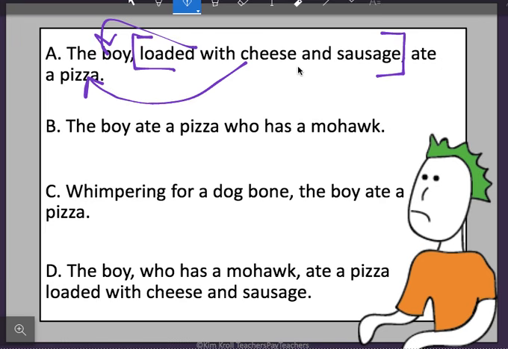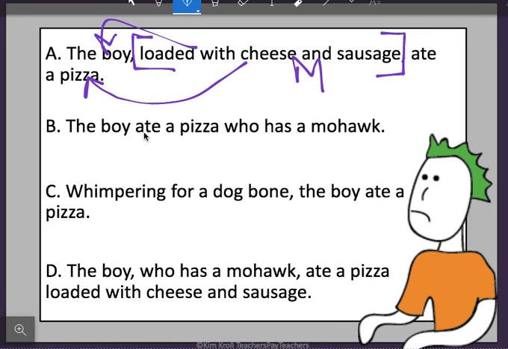So this is misplaced because it makes it sound like the boy is loaded with the cheese and sausage because they put it right next to the word boy instead of the pizza being loaded with cheese and sausage because they should have put it next to the word pizza. That makes this a misplaced modifier.